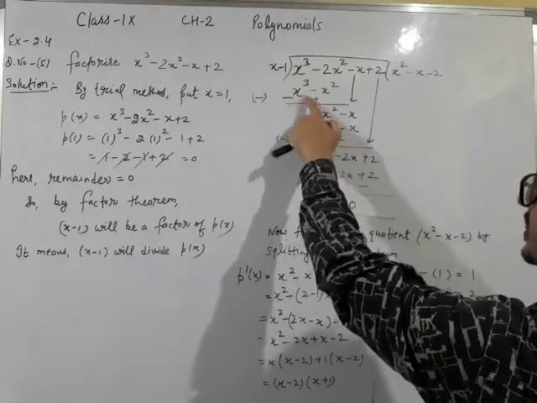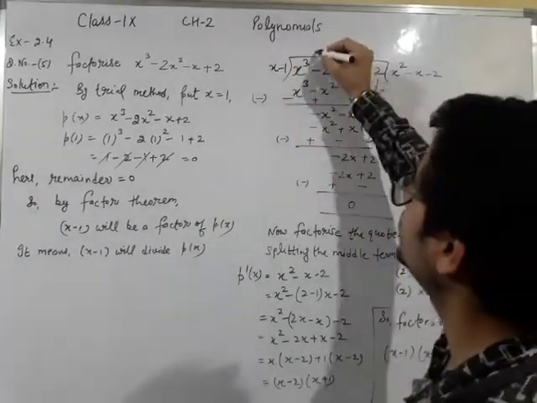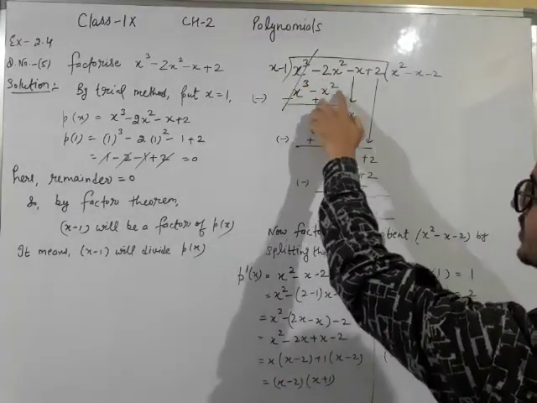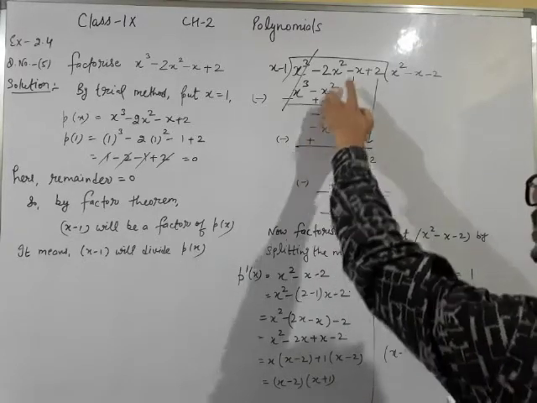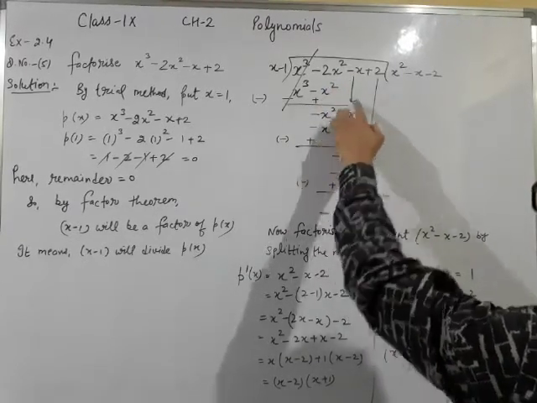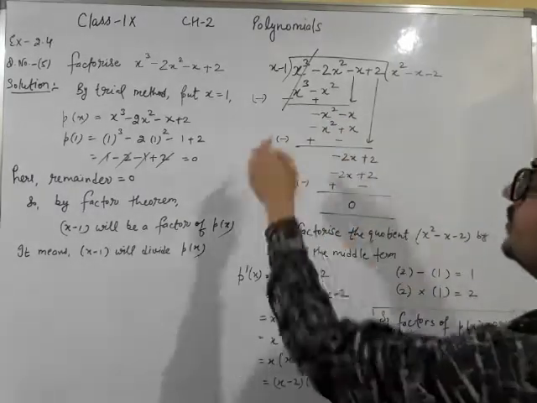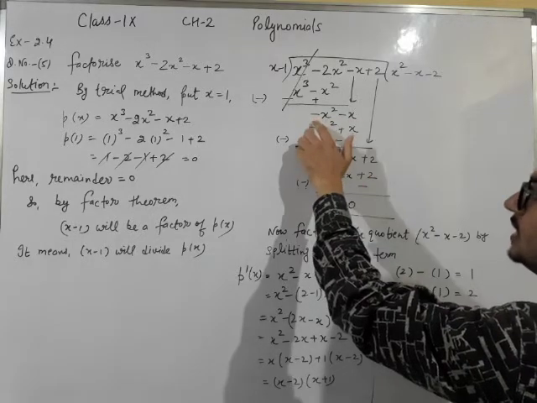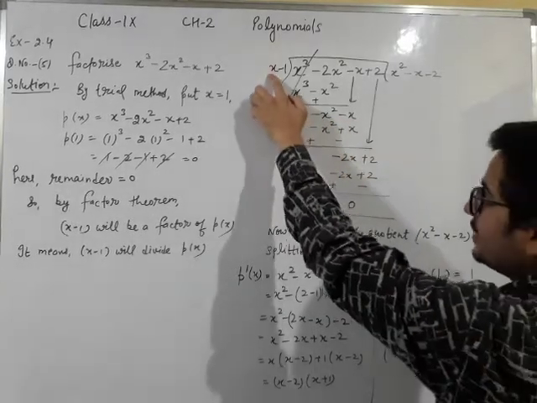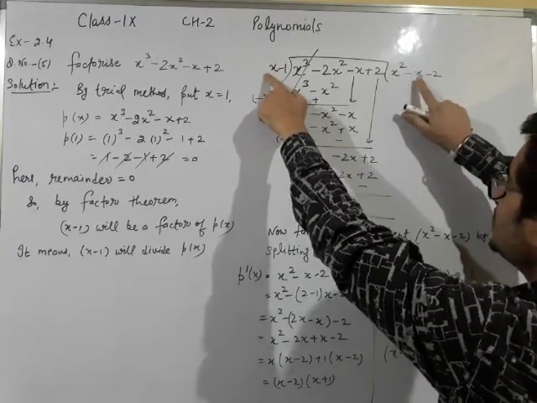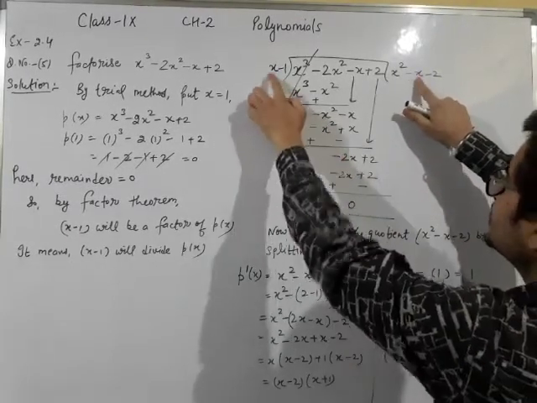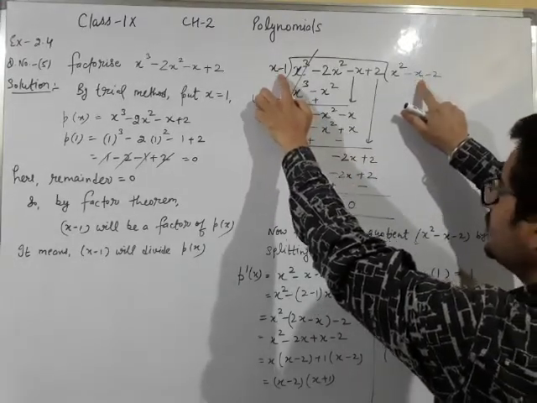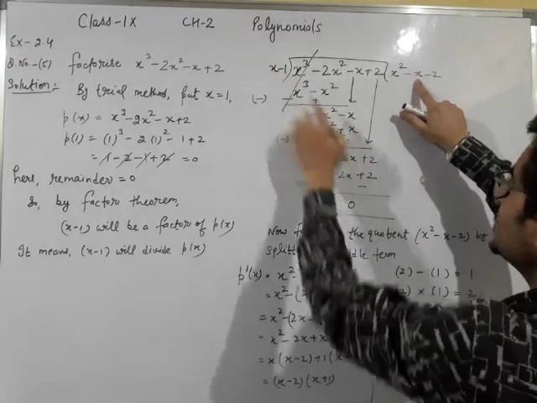x cube minus x cube will become 0. It is cancelled. Minus 2x square plus x square will be minus x square, and now we will carry one term, that is minus x. Now we have to remove this minus x square because it is the highest power of this polynomial, with the minus sign. So we multiply x by minus x, so that we get minus x square. Now we will multiply minus 1 by minus x, minus minus plus, 1 into x.